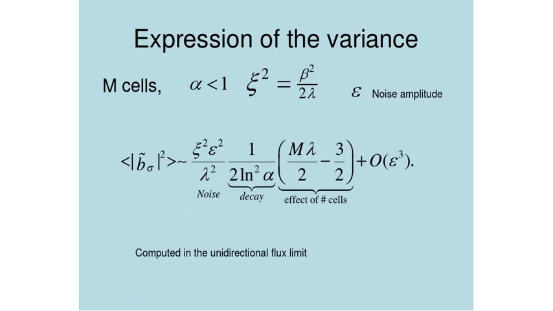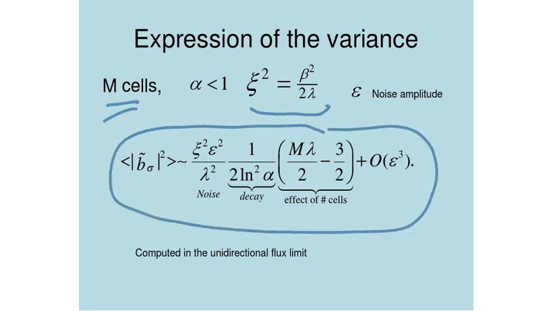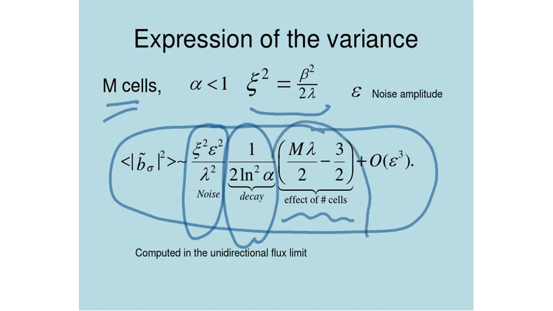But if you have M cells and if zeta has this expression, then what we found was an expression for the shift. One term is due to the noise, to the characteristics of the noise: the Ornstein-Uhlenbeck process, epsilon, and zeta. This log has to do with the decay rate, and this is the effect of the number of cells on this expression for the shift.